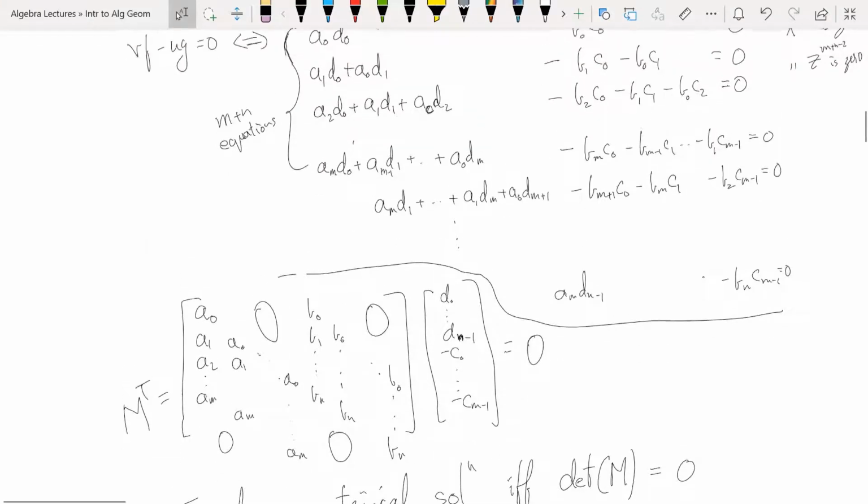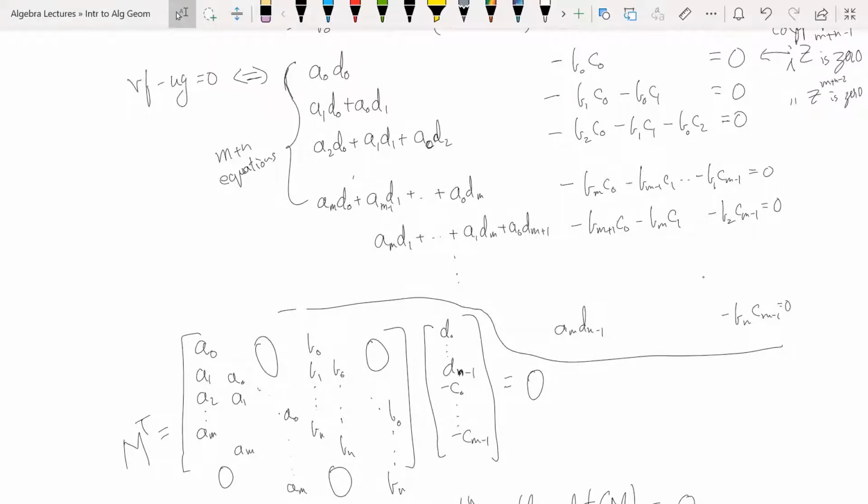So you can see that. If you check this, I've just written this matrix. The first column of this matrix will be A0 to AM, the second column will be 0, A0 to AM, and so on. This will go on till we reach the coefficient of z power m.